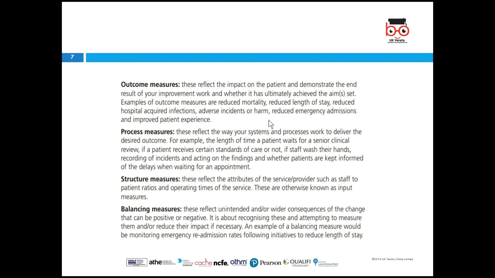Examples of outcome measures are reduced mortality, reduced death rate, reduced length of stay in the hospital. Why do you go to the hospital, get well, and you're still not discharged? There's so much pressure on hospital beds that you need to go home and others come in. So some of the measures are reduced mortality, reduced length of stay in the hospital, reduced hospital-acquired infections, adverse incidents or harm, reduced emergency admissions, and improved patient care. These are all things that we can use to measure quality in a health care setting, right?